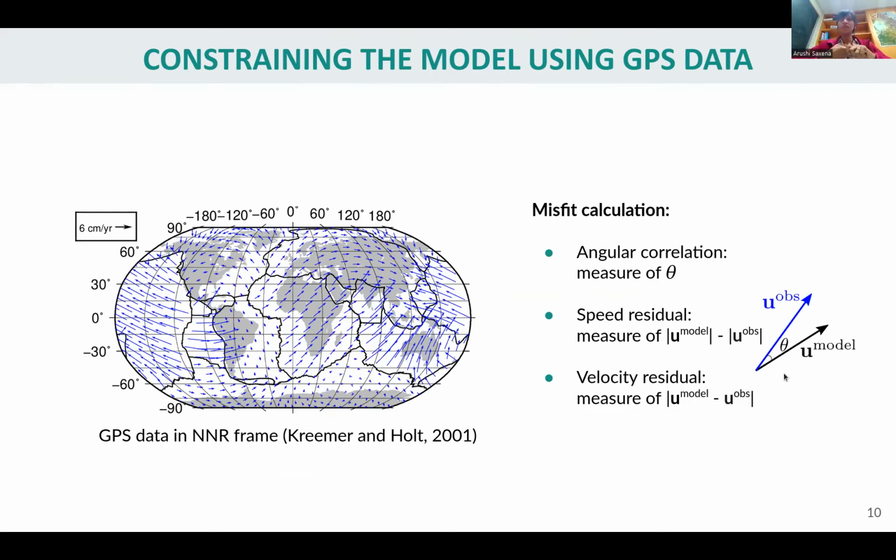So we compute three different kinds of fits. One is the directional fit that just measures how different our modeled velocity vector is from the observation. Another is the speed residual, which only measures the magnitude misfit with respect to the observation. And the third one is the velocity residual, which includes both direction and magnitude in the observations.